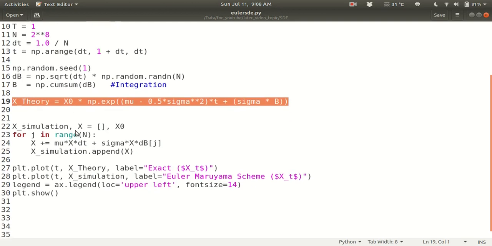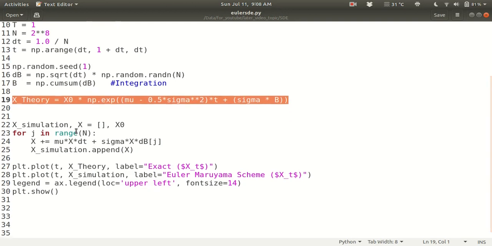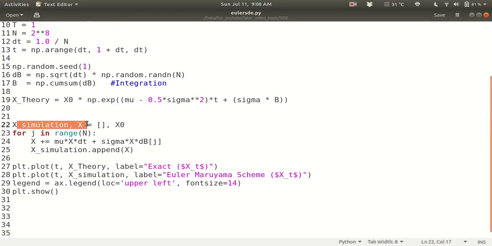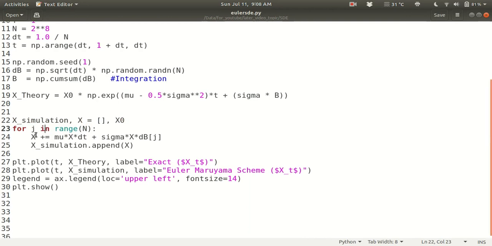And now what I will do is integrate it and compare it with the exact solution. So I define two arrays, one is x simulation and another one is x. And I start the x from x0 here, as you can see. And then a variable j goes from 0 to N. And then I integrate it by writing this. So x plus equal means x equal to x plus mu into x into dt plus sigma into x into dB of j. So this plus equal sign means that x equals x plus this value.